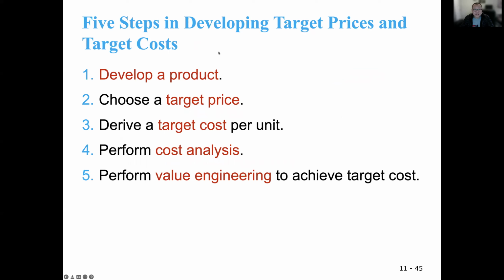So, five steps in developing target price and target cost. First, develop a product and choose a target price, and work backward to figure out your target cost per unit. And then you want to perform a cost analysis, okay? Cost analysis means what is variable, what is fixed, what is manufacturing, what is period, what is product cost, what is period cost, and what is the level of the production, all those things. And the last thing is you want to perform value engineering to achieve the target cost, okay?